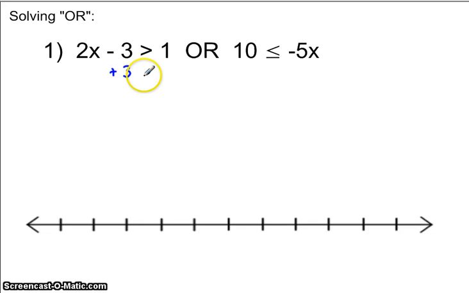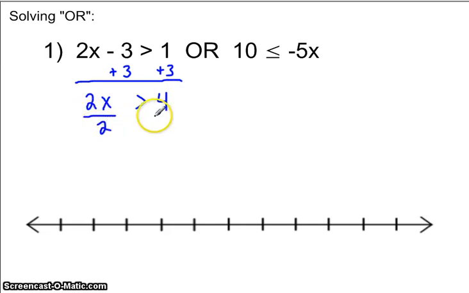We're going to add 3 to both sides to start. Got to isolate that x. So we've got 2x is greater than 4. Then we're going to divide both sides by 2. 2's cancel out here. We don't have to flip any signs. We got x is greater than 2. Alright, so we got that side done.